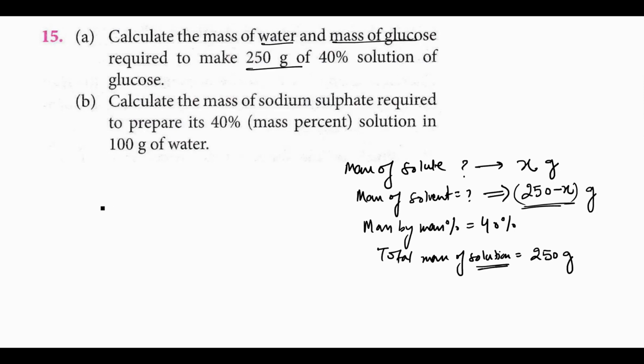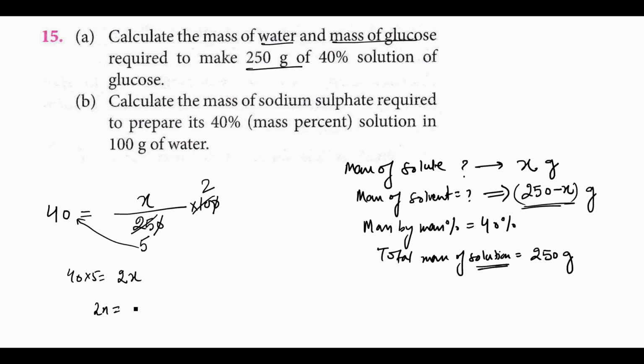Each and everything is being given to you. 40% is given, so the w by w mass percentage is 40. Right here, 40 is equal to x, the mass of solute, upon the mass of solution, which is 250, into 100. Now this will cancel out. You can cut it by 2 and by 2 again, and you will get 5 here. So 5 will go to that side. You will get 40 into 5 is equal to 2x.